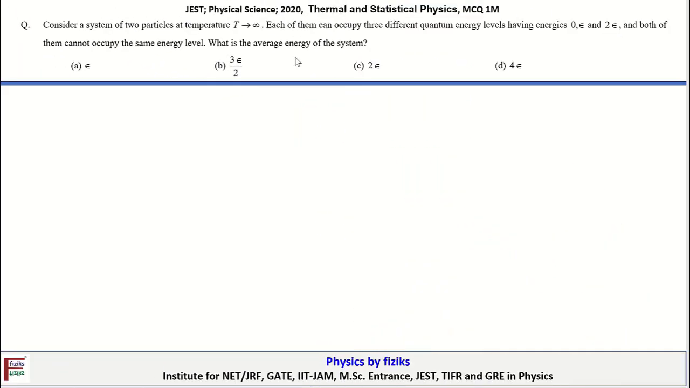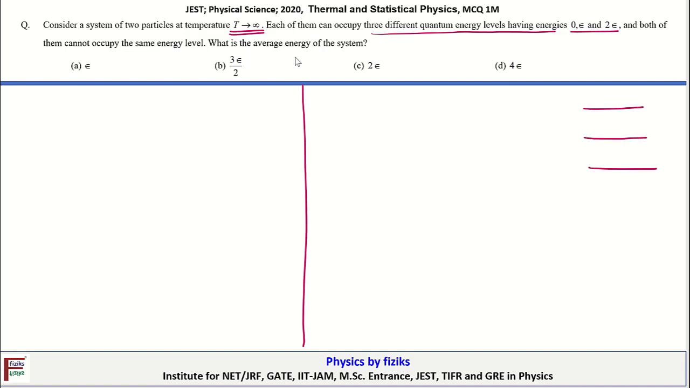So let's take a look at the next problem. We are given a statement where a system of two particles is at temperature T approaching infinity. Each of them can occupy three different quantum energy levels having energy 0, E and 2E. So let's try to draw the energy levels for the given system. The corresponding energy values are 0, E and 2E.